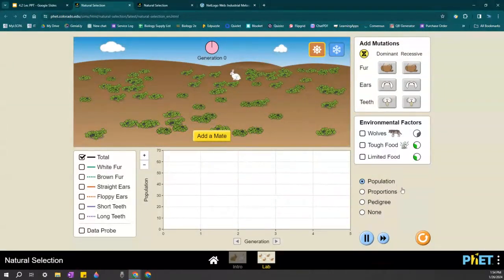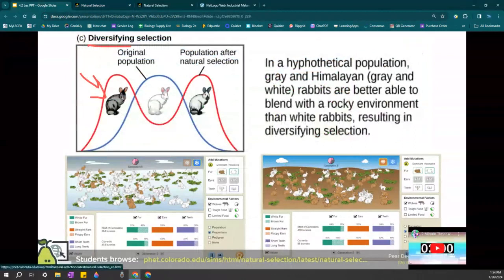So I highly suggest that you play with this and try to figure out how these adaptations can help the bunnies, or how they could hurt the bunnies, and what traits get passed on to the next generation. It's a really, really great interactive if you'd like to play with that and see which traits get passed on to the next generation.